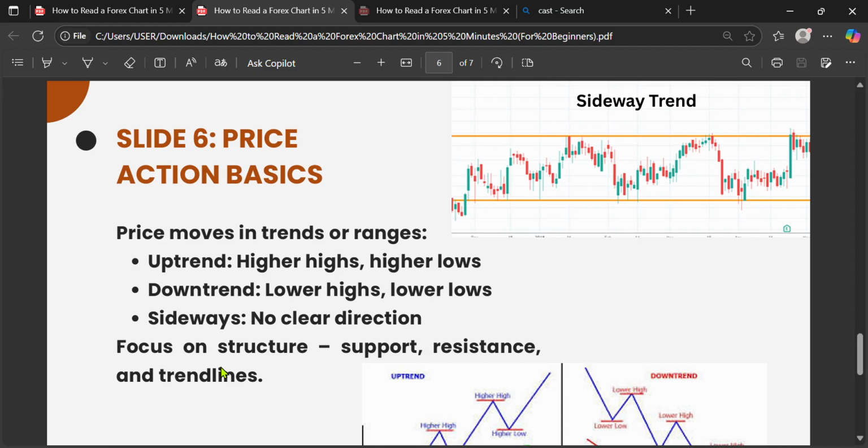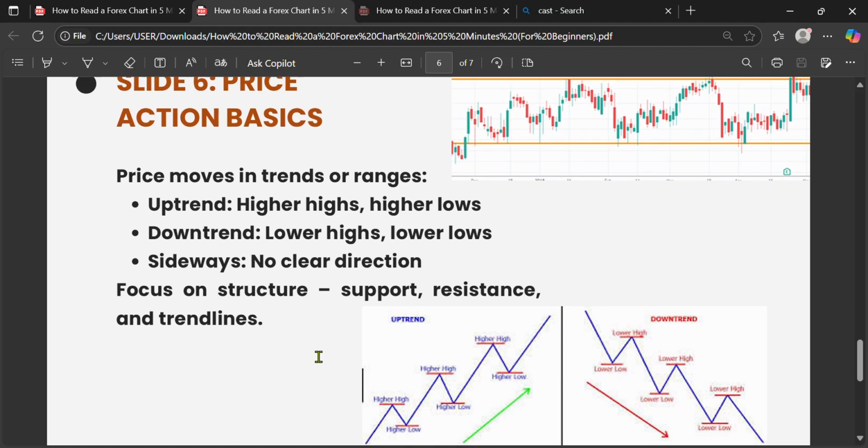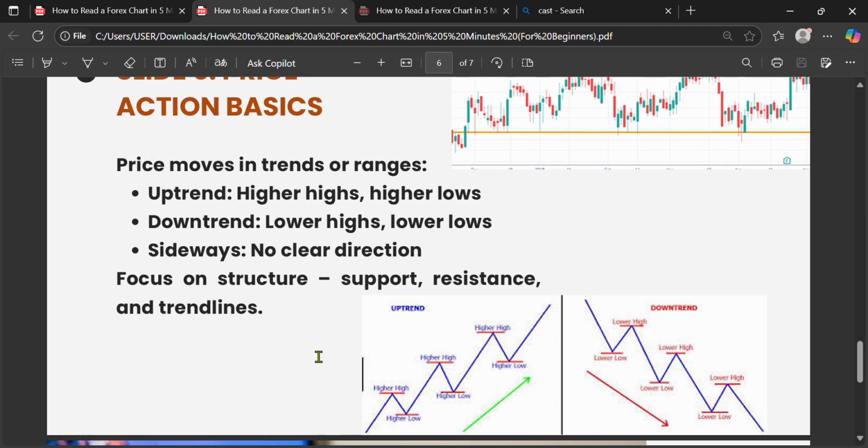Price moves in trends. That's how it is. Price moves in trends, and we have three different types of these trends. We have the uptrend, we have the downtrend, and we have the sideways. Now the uptrend is what you see here. The uptrend is always with the higher high, higher low, higher high, higher low, higher high, higher low.